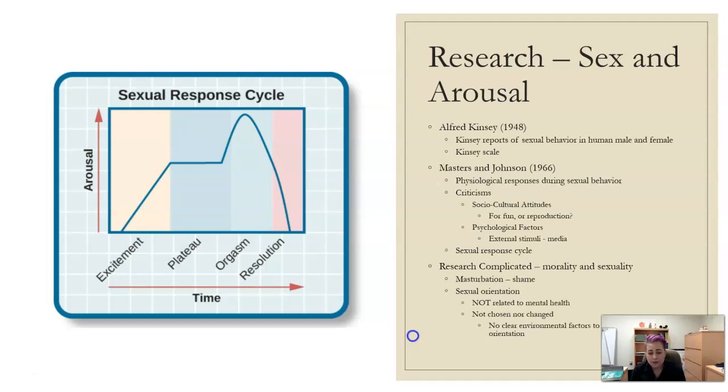And people talk about this as related to sexual orientation, which is important to note that people who are homosexual are not hypersexual. But it's just that it's not chosen nor changed. There's no clear environmental factors to influence sexual orientation. And it's not related to mental health. You know, it's not a mental health disorder. It's a natural variant. And that's where the APA stands on this measure. Homosexuality and heterosexuality and everything in between is not related to mental health and not chosen or changed.